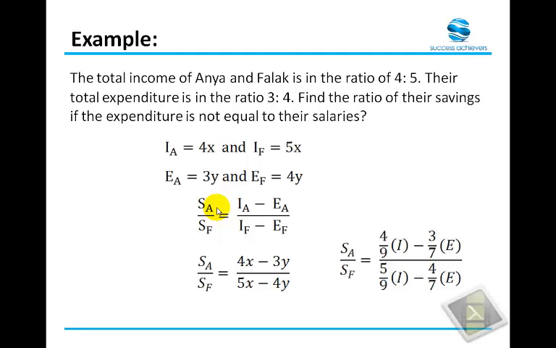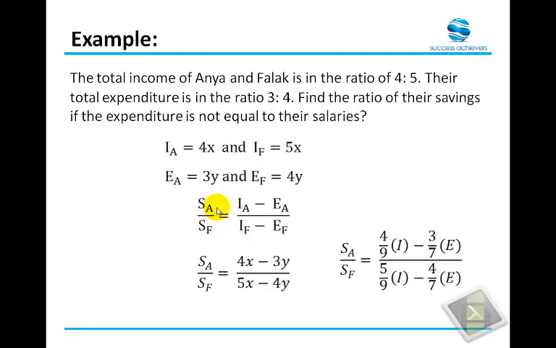Another way of solving this question would be, can I say 4:5 is the total income, or can I say Anya is earning 4/9 of total income and her expenditure is 3/7 parts of total expenditure. Similarly, Falak is earning 5/9 of total income and she is spending 4/7 of the total expenditure. Now you cannot assume income and expenditure to be one and try to solve. That would be wrong, right?